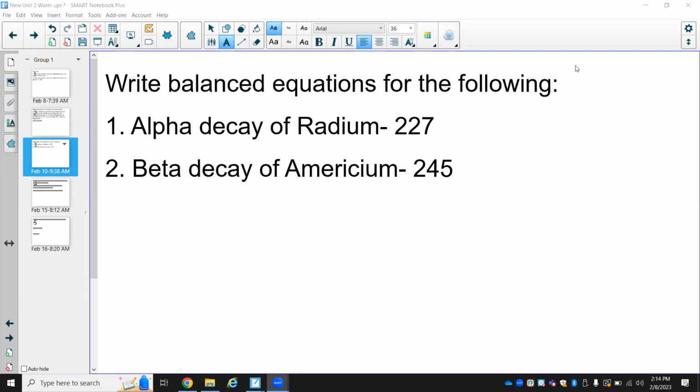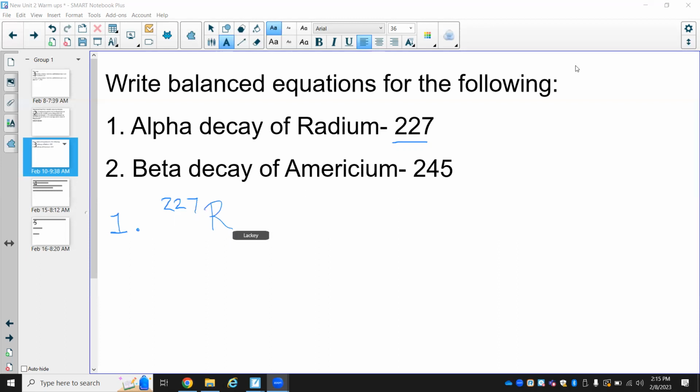It says write balanced equations for the following. So first, we're going to do the alpha decay of radium-227. So remember, these need to be set up in that AZX form. So remember our top number is the mass number, which is the 227. Radium is number 88, which is Ra.